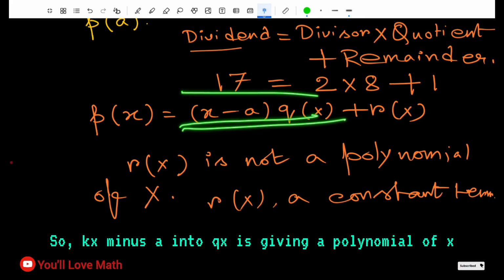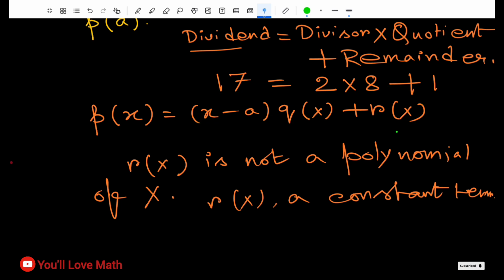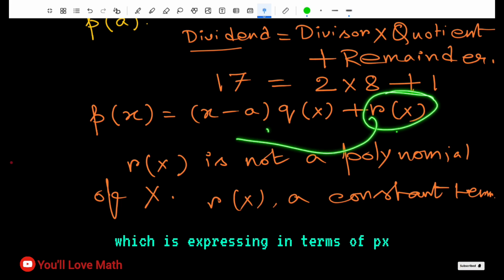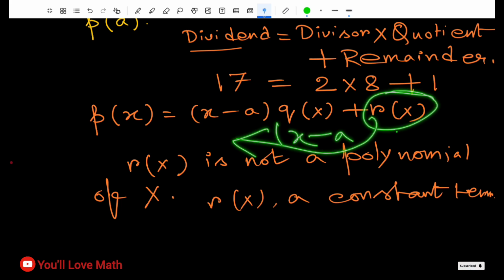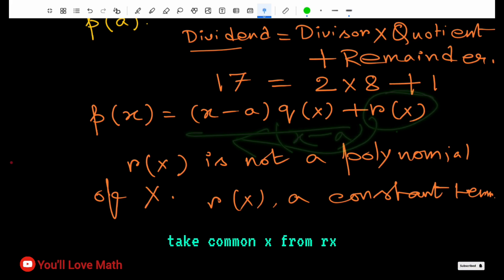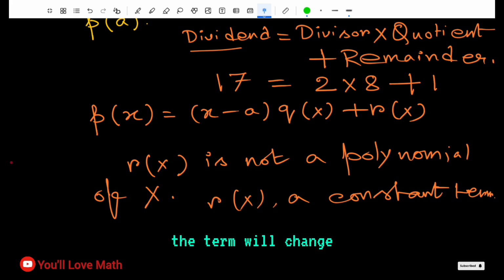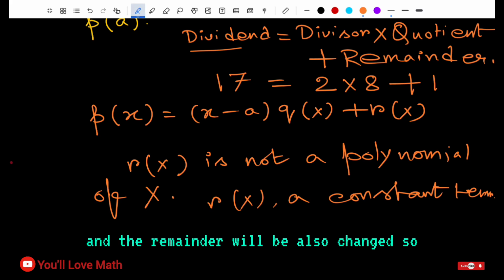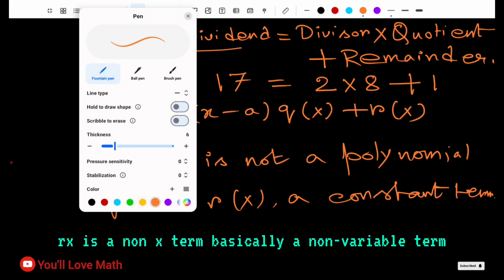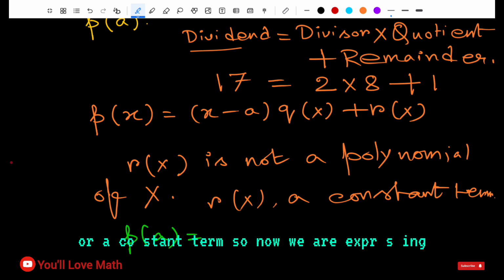(x minus a) into q(x) gives a polynomial of x which is expressed in terms of p(x). If r(x) were a polynomial, we could take x common from r(x), which would violate the (x minus a) into q(x) term. The term would change and the remainder would also change. So r is a non-variable term, a constant term.